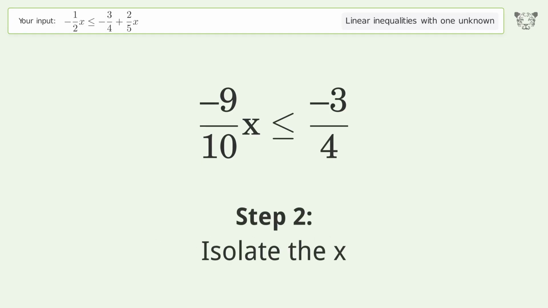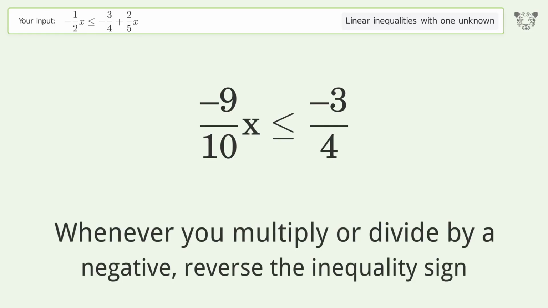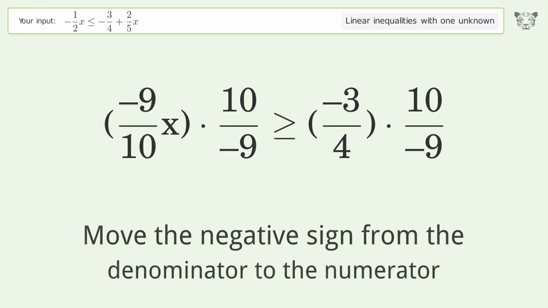Isolate the x. Multiply both sides by inverse fraction 10/-9. Whenever you multiply or divide by a negative, reverse the inequality sign. Move the negative sign from the denominator to the numerator.